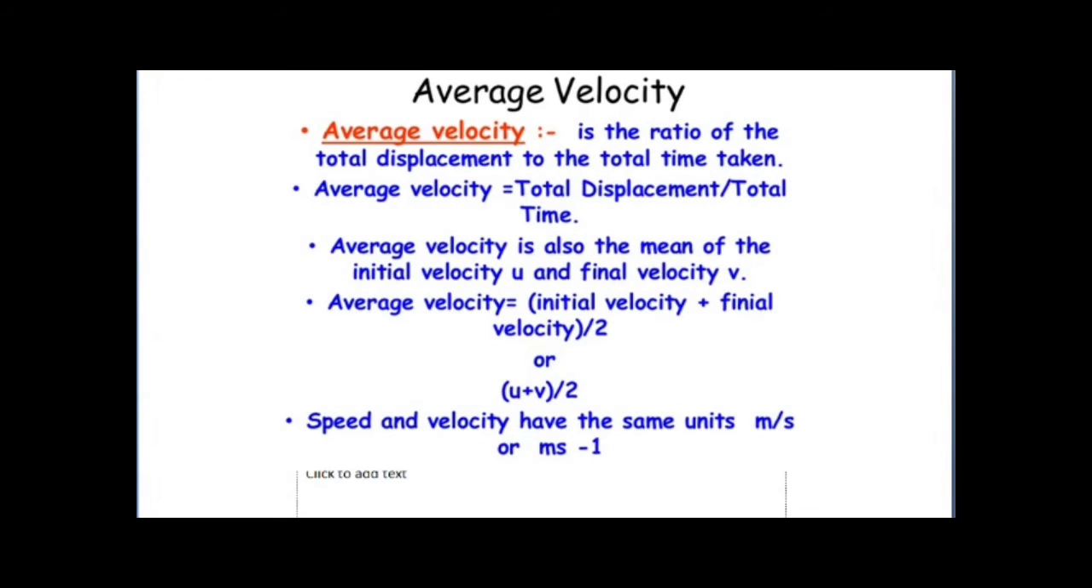Average velocity. Average velocity is the ratio of total displacement to the total time taken. Average velocity is equal to total displacement divided by total time. Average velocity is also the mean of initial velocity, denoted by u, and final velocity, denoted by v. Average velocity is equal to initial velocity plus final velocity divided by 2, or u plus v by 2. This is the formula of the average velocity of any moving object.